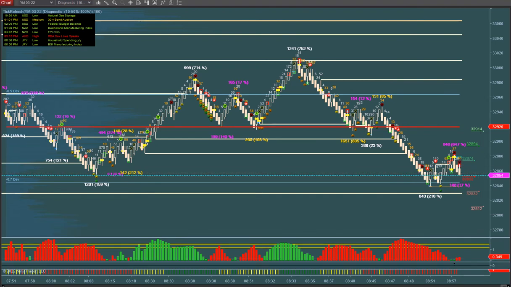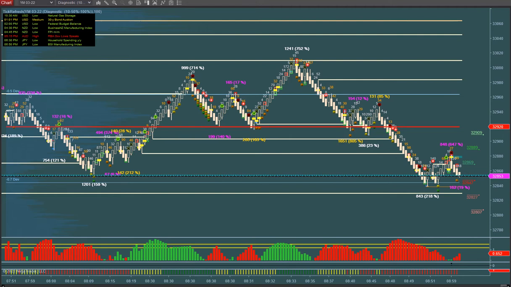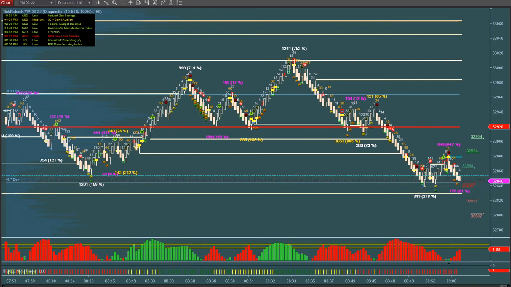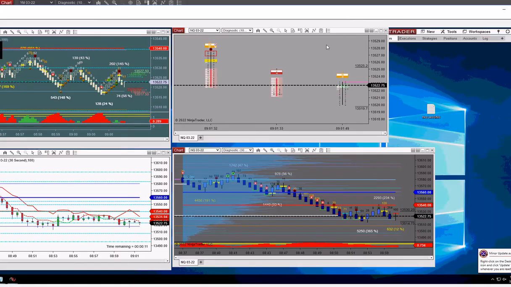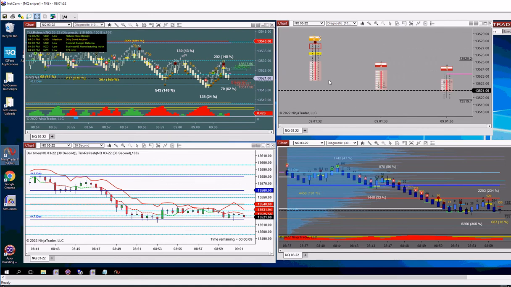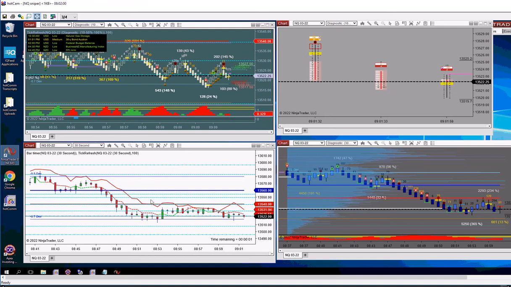Let's check on NQ again one time. NQ had a nice run down. Let me bring it up here. Here was a simplicity trade, ran down. Nice run down. LRE here.